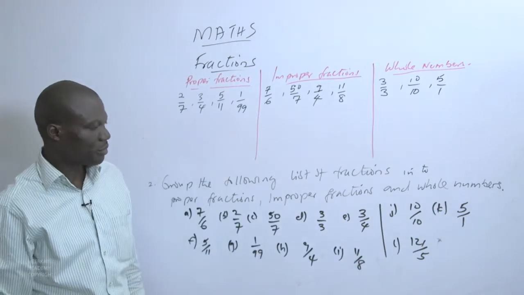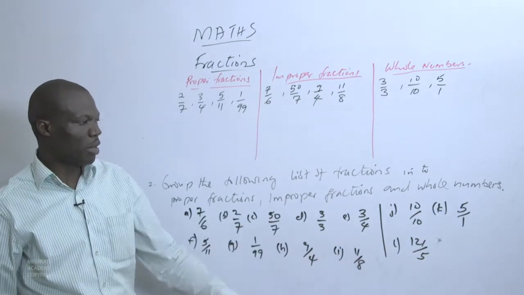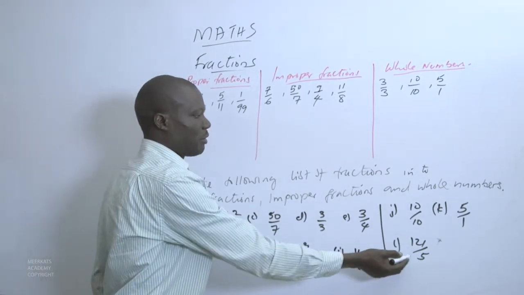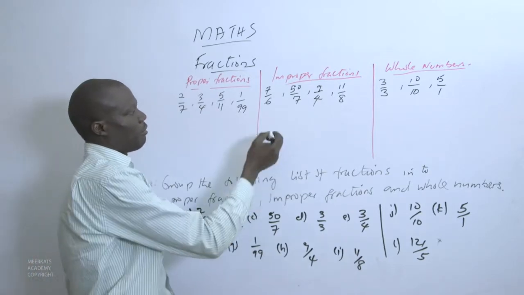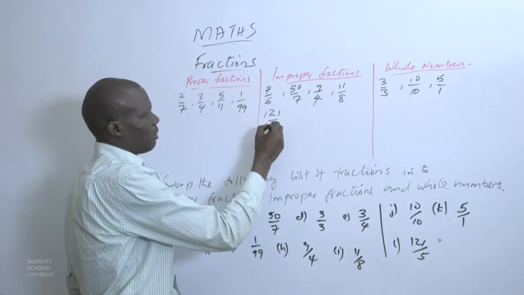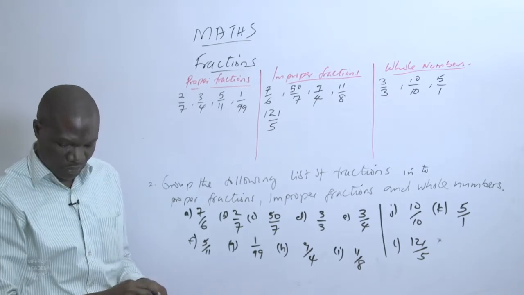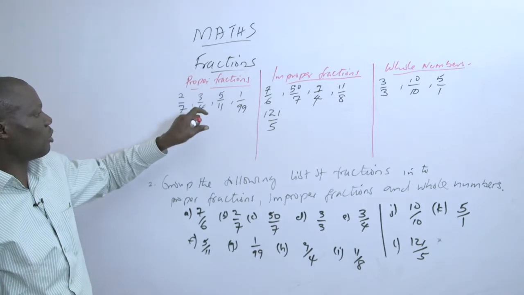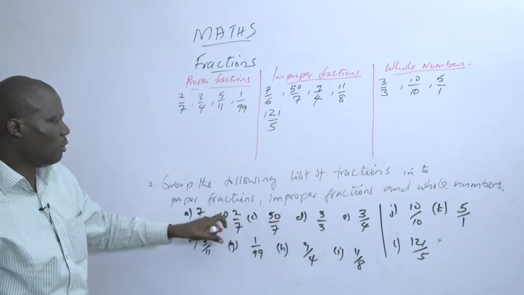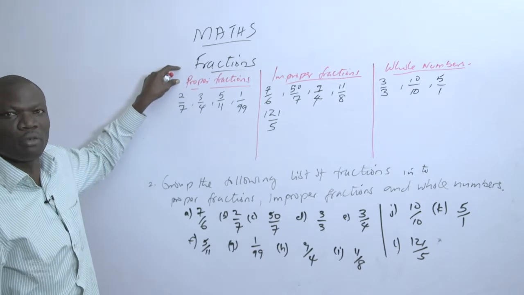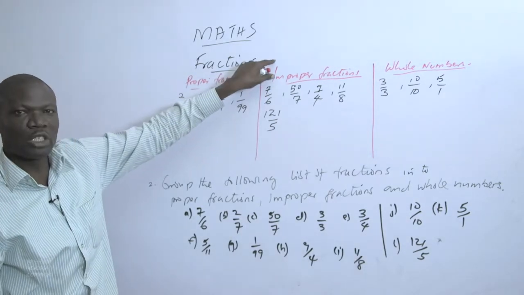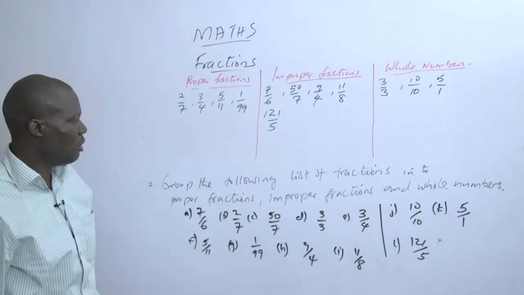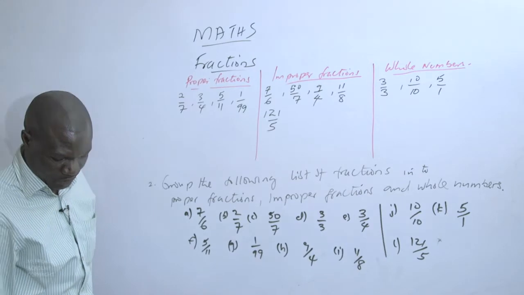121 over 5, it is not divisible by 5. It is larger than 5, 5 is the denominator, therefore this forms an improper fraction. That is 121 over 5. So we've been able to group this set of fractions as either proper fractions, improper fractions, or whole numbers. That is how we handle that particular part.